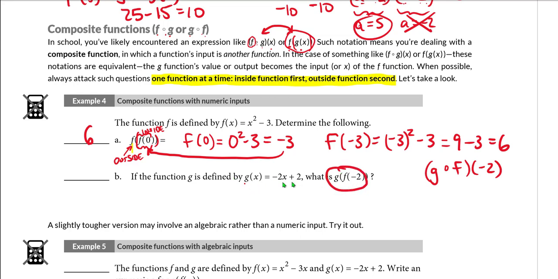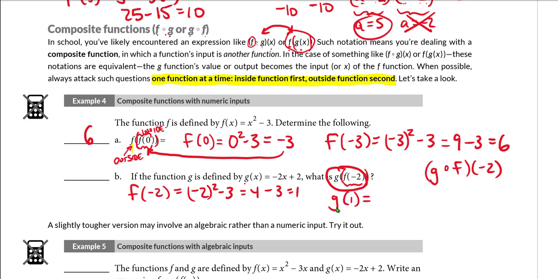So again, we're going to do the inside function first. The f function is inside the input position of the g function. So we're going to do f of negative 2. And what is that? That is negative 2 squared minus 3, which equals 4 minus 3, which equals 1. So now I know that what is inside the g function is going to be 1, which means I am just evaluating the g function at 1.